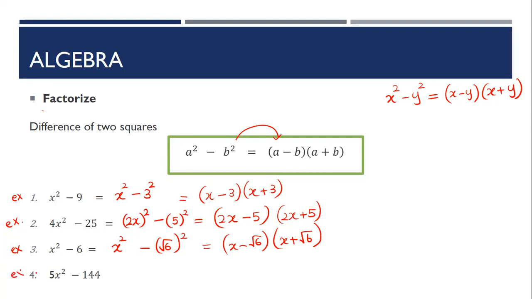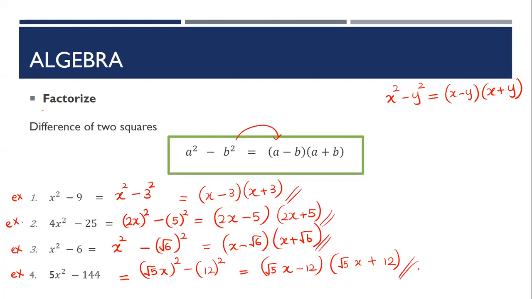And example 4, 5x square minus 144. So 5x square we can write as root 5x square. 144 is 12 square. So the factors we can write are root 5x minus 12, root 5x plus 12. Okay, so likewise we can factor these. In this concept of factorization, if you guys have any doubt, please ask.